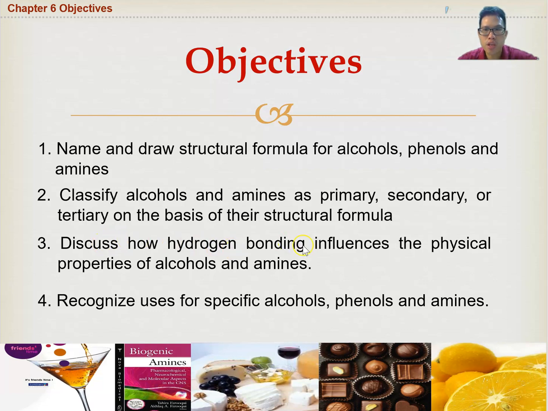Discuss how hydrogen bonding influences the physical properties of alcohols and amines. Very important. You need to gauge their physical properties so that you know how to manipulate these molecules, especially in cooking or processing conditions. Also, recognize uses for specific alcohols, phenols, and amines, so you can know what these molecules are for.